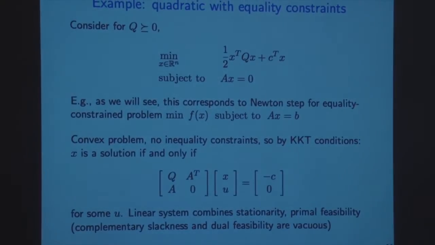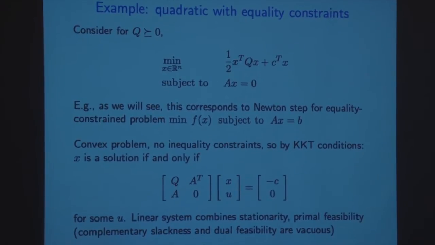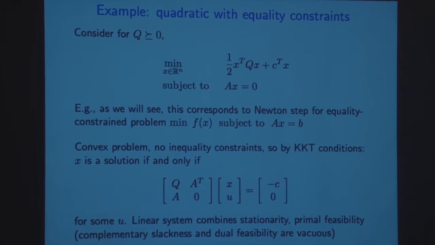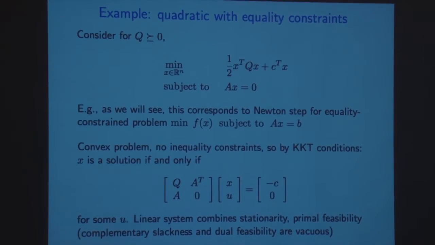Okay, let's do a few examples. I think it'll help make the KKT conditions a little more concrete than they are now. The first one we'll do is a quadratic with equality constraints. So we already know how to minimize a quadratic unconstrained, right? That's in some sense the simplest optimization problem we could write down.